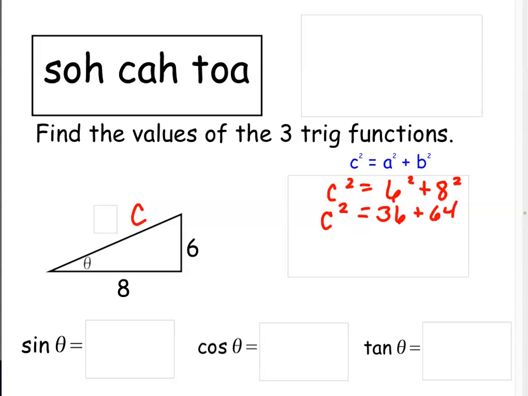36 and 64 is 100. And square rooting, we would end up with c equaling 10. So our missing side here is 10. So can we set up our ratios for sine, cosine, and tangent if we know all three sides?